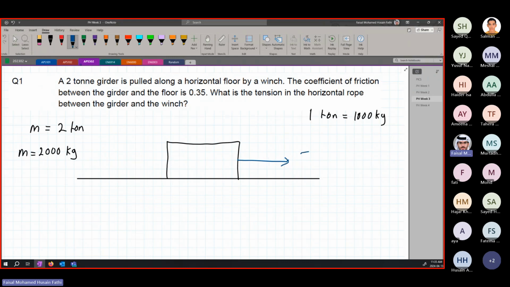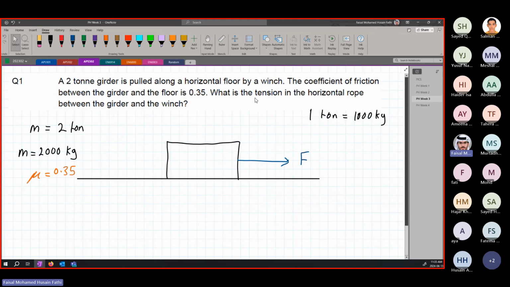So this is our force F. The coefficient of friction between the grinder and the floor is 0.35. In this case, they just say that mu is equal to 0.35. It doesn't matter whether it's static or kinetic. Why? Because there's already a tension force being applied, and they're giving you mu directly. So you know this is the coefficient of friction that you're going to use. Don't worry if it's static or kinetic in this case.